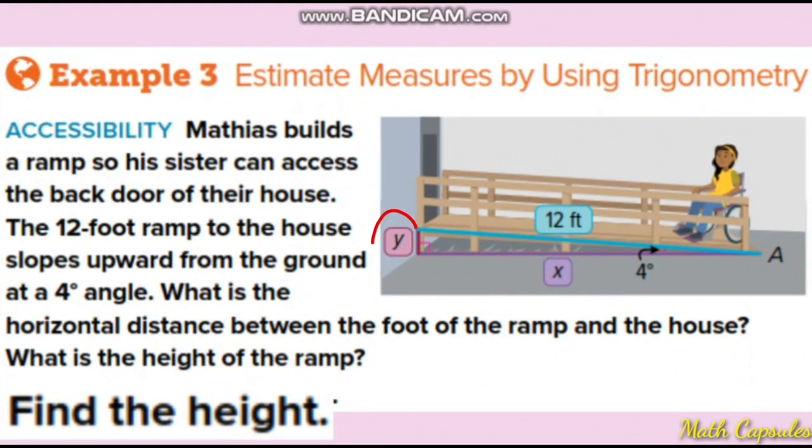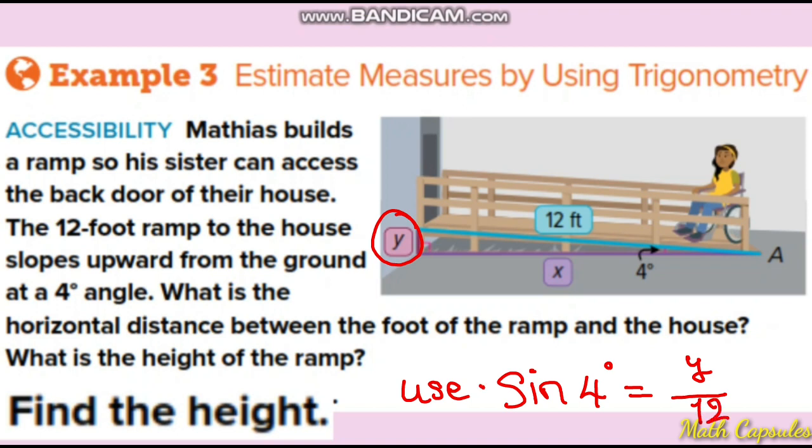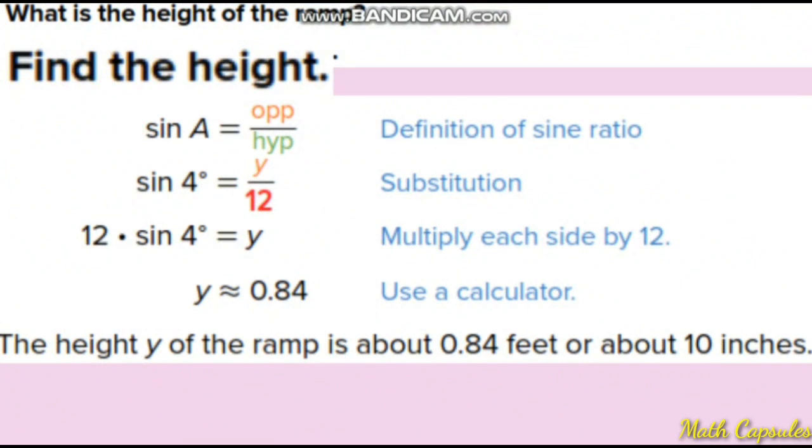Now to find the height, y is the opposite side of 4 degrees, or the opposite side of angle A. So this means that we can use the sine A to find the y, because sine A will be y over 12. And again, you write y equals 12 times sine 4, and on the calculator, you get sine 4 and then multiplied by 12.